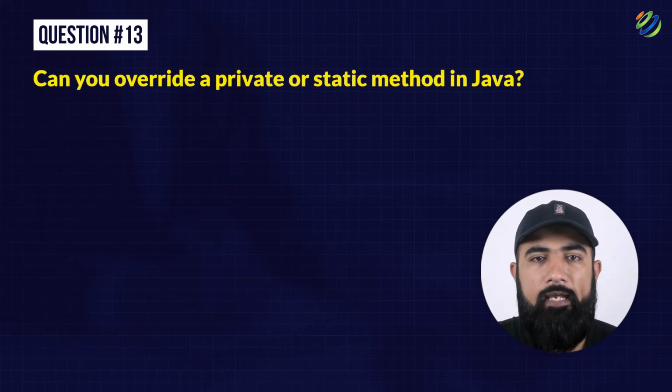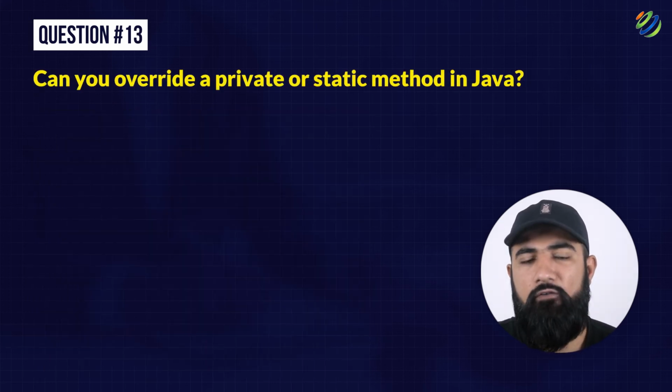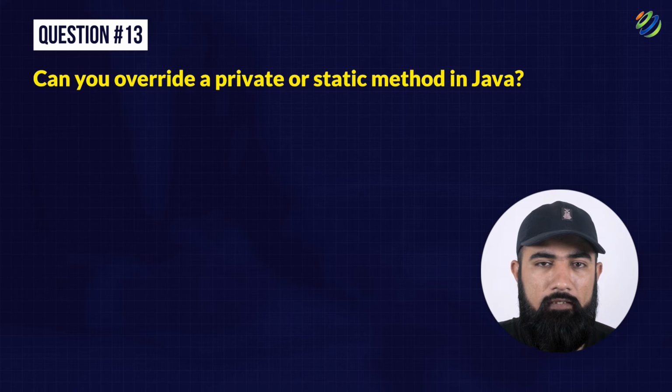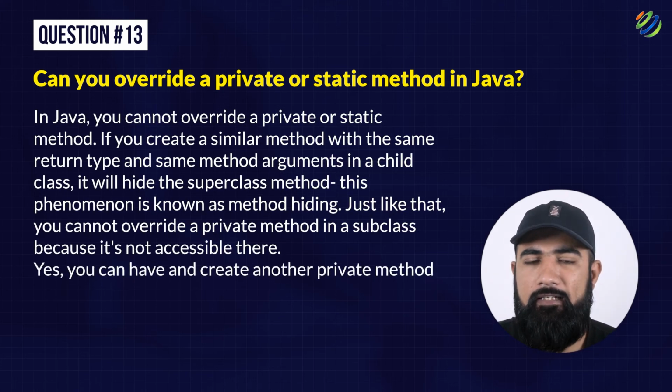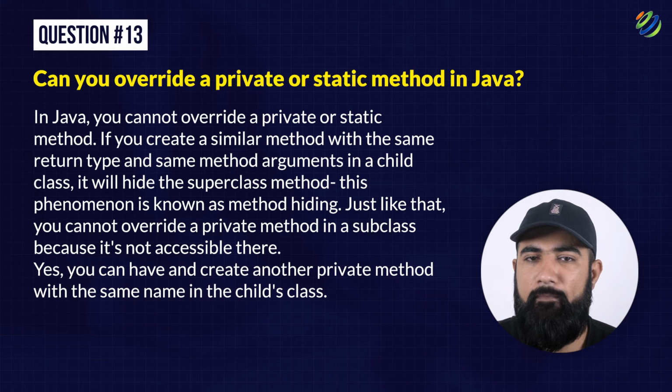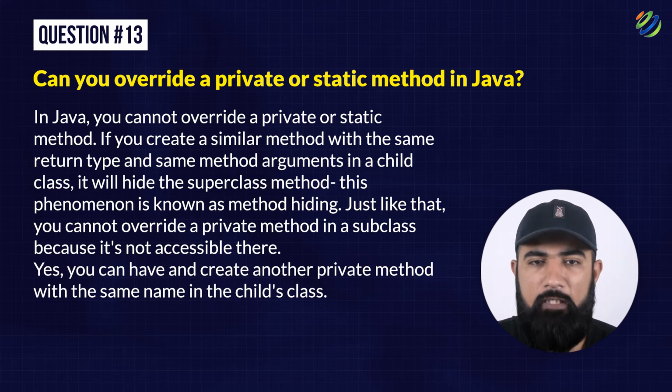Number 13. Can you override a private or static method in Java? In Java, we cannot override a private or static method. If you create a similar method with the same return type and same method arguments in a child class, it will hide the superclass method. This phenomenon is known as method hiding.